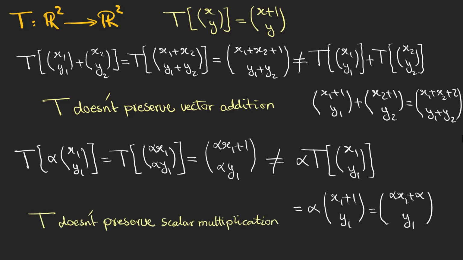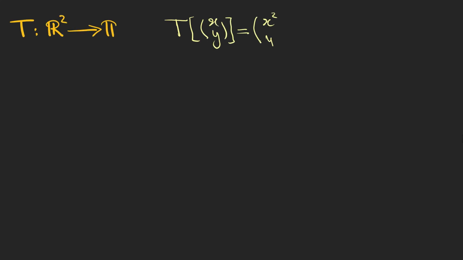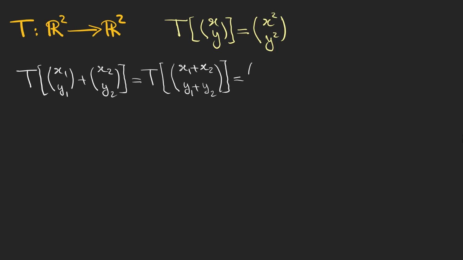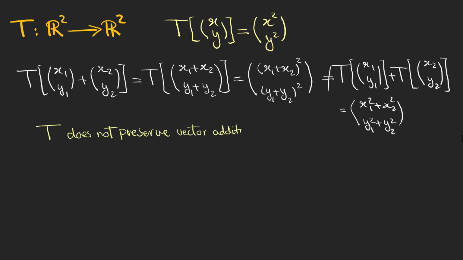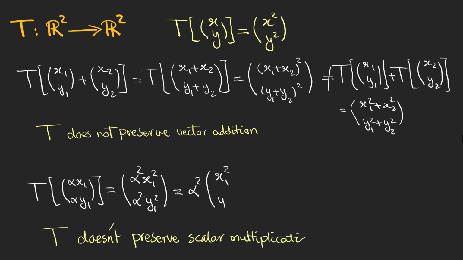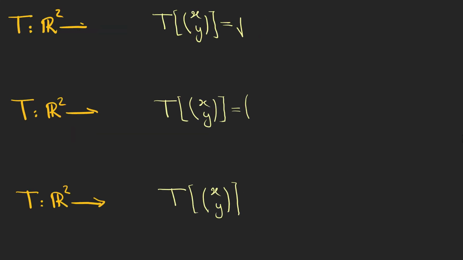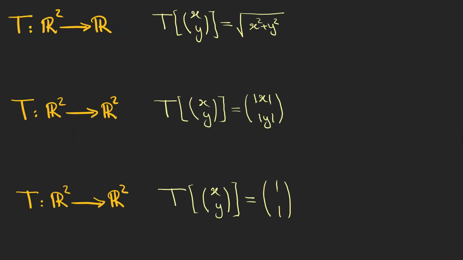scalar multiplication. Another example of a nonlinear transformation that preserves the zero vector is this. This is the transformation of addition of the vectors. It is different from addition of transformation of vectors. And this transformation doesn't preserve vector addition. Also, this transformation doesn't preserve a scalar multiplication and gives away alpha squared instead of alpha. You can check yourself that these transformations are also non-linear.